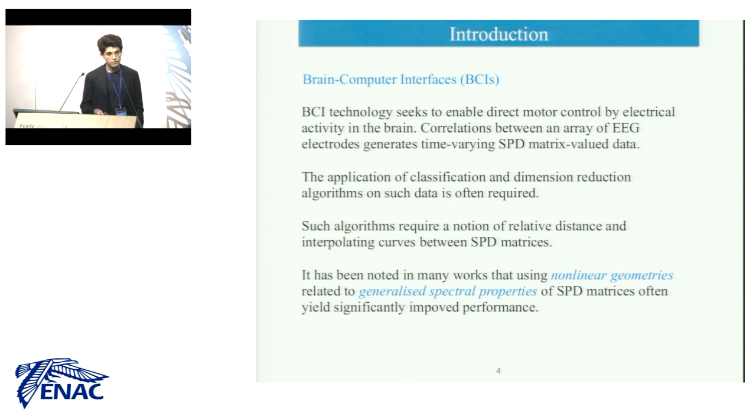But one can also have examples where the dimension of the covariance matrices is much larger. One example would be brain-computer interface, or BCI technology, where we have an array of sensors and we construct covariance matrices from these signals, and we end up with time-varying SPD matrix valued data, and we'd like to do things like classification and dimension reduction on such a set of data. These algorithms all require a notion of a relative distance and interpolating curves between data points, and that's where the geometry naturally comes in.